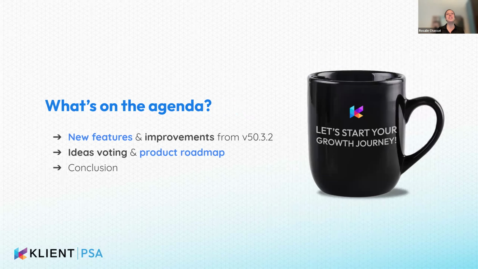What do we have on the agenda for today? We'll talk about the new features and improvements from 50.3.2. Then we'll talk a little bit about ideas voting. We've done that in the last two webinars, so we'll continue doing that every webinar now. We'll touch on our product roadmap as well, and then finish off with a little conclusion, best practices, etc.